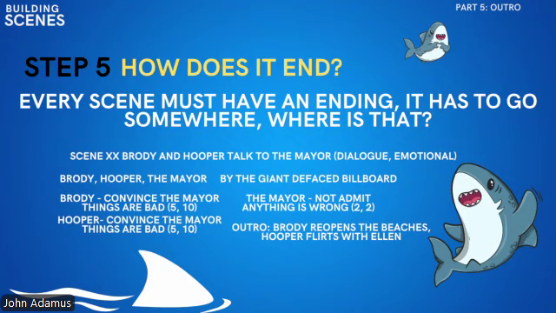Hooper, same deal. Convince the mayor that things are bad. The shark needs to be caught. He thinks it's a 5 going in. Turns out to be a 10. It's because Brody and Hooper have the same goal. You can have characters have the same goal. You just have to, in your own notes, keep it clear and keep track.